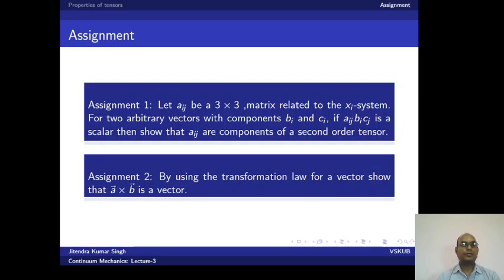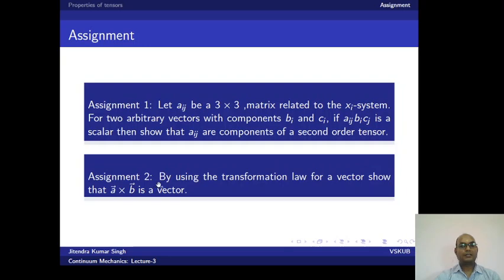So these are a few properties, and I discussed one problem. This is the assignment for you. In assignment 1, what you have to do: suppose aij is an element of a 3 cross 3 matrix related to the xi system. Then for two arbitrary vectors ai and bi, ci, if aij bi cj is a scalar, then we have to show that aij are components of a second order tensor. Here we have to use the quotient law and prove it.